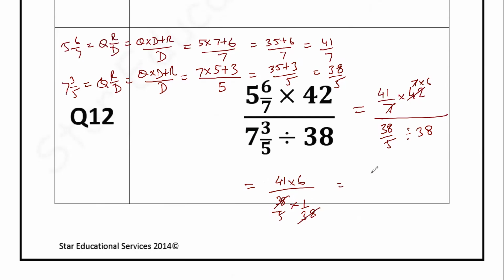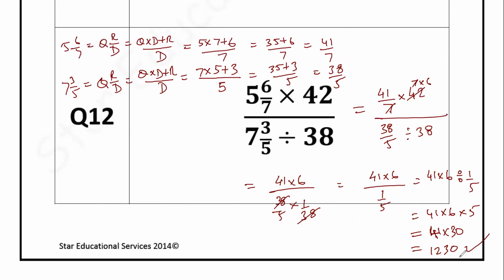So this and this goes. So I've got 41 times 6 upon 1 over 5. So let's write this down. 41 into 6 divided by 1 over 5. So that is 41 times 6 into 5. That's a big number. So therefore what I've got is 30 into 41. And so that is 1230.